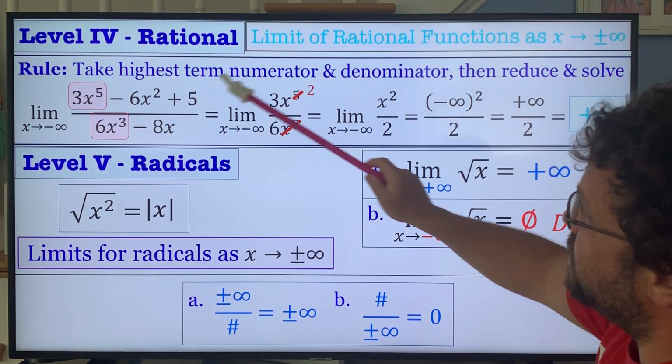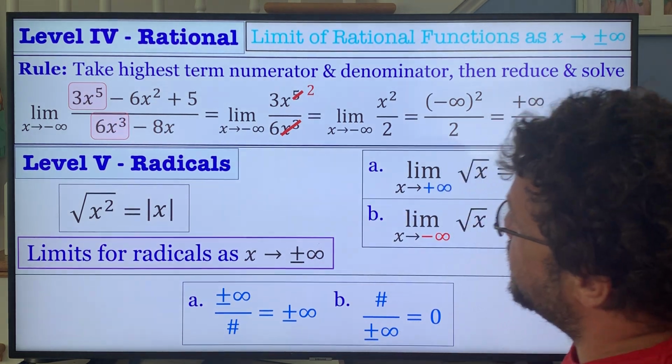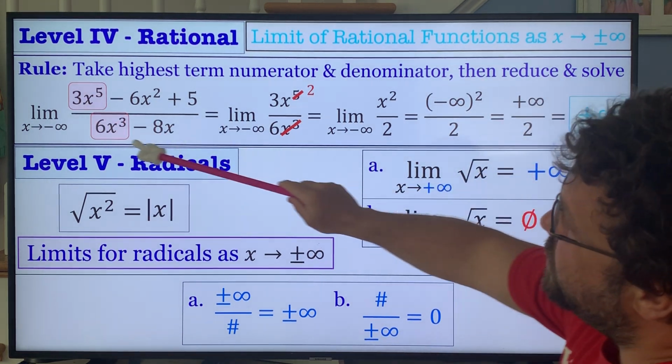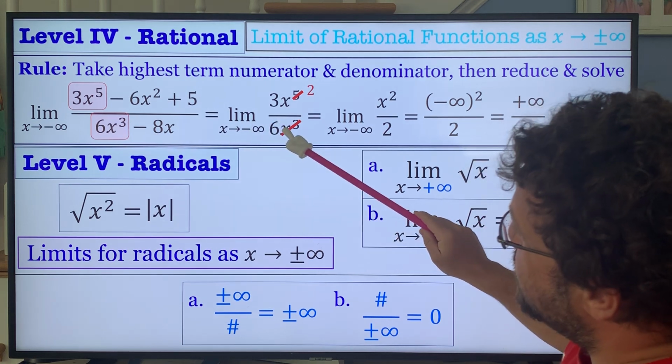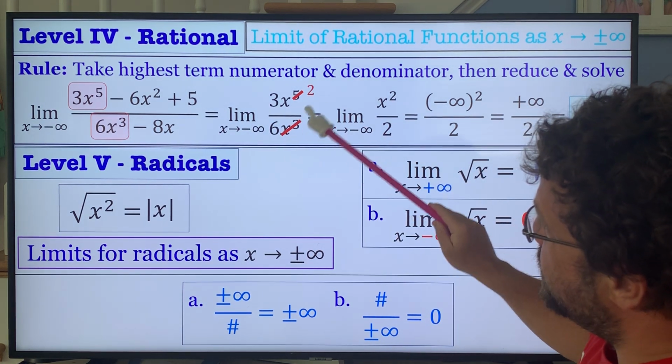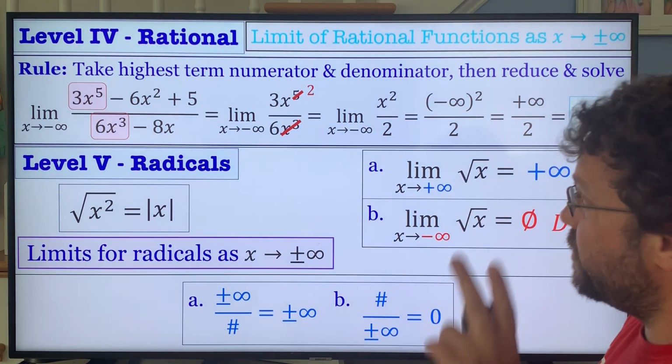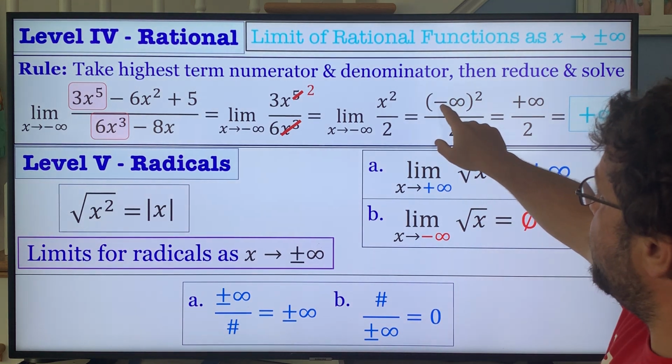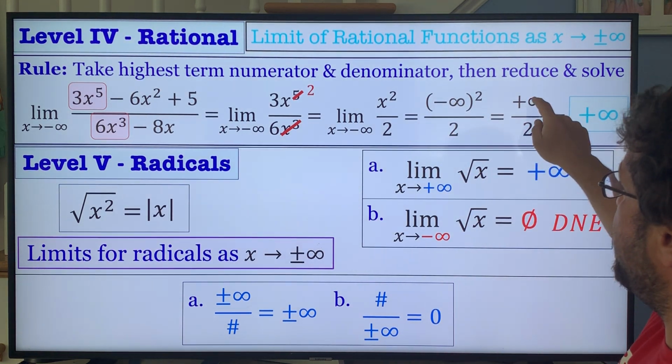When rational functions approach positive or negative infinity, you can use the highest degree terms. You take the highest degree term in the numerator. In this case, it was 3x to the 5th. You take the highest degree term in the denominator. In this case, it was x to the 3rd. Then you reduce it. You're left with x squared on top because you have 2 more x's on top. And then you solve. Negative infinity squared is positive infinity.